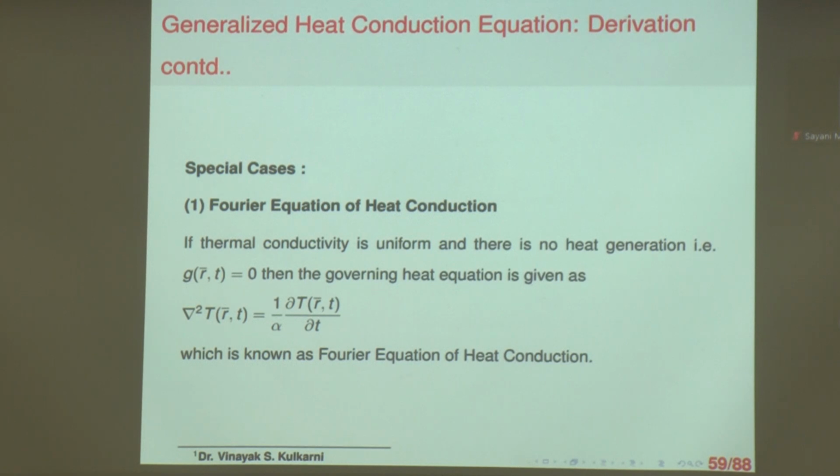Now it's coming to the special cases of this particular heat equation. As I told you, in some heat conduction problems there is an internal heat generation, and in some problems there is no internal heat generation. If no internal heat generation is under consideration, then of course this G R bar T is going to be 0, and the resulting equation is like this. This equation is known as the Fourier heat conduction equation. Yesterday we derived it for the one-dimensional case, and this is a well-known Fourier heat conduction equation, applicable for no internal heat generation.